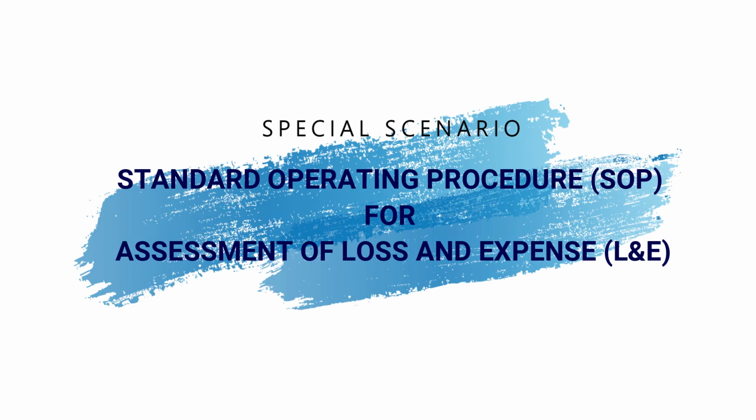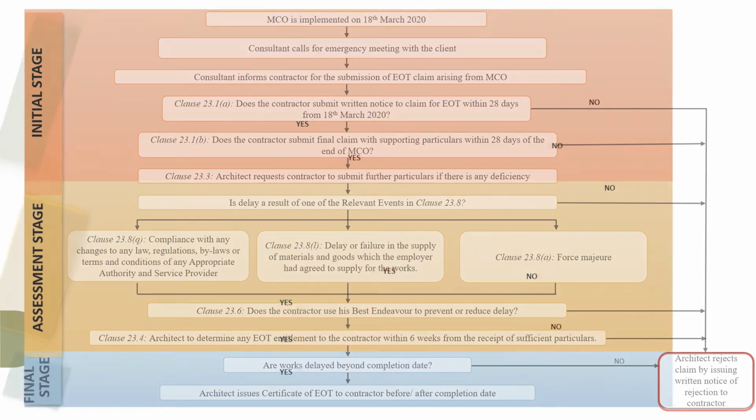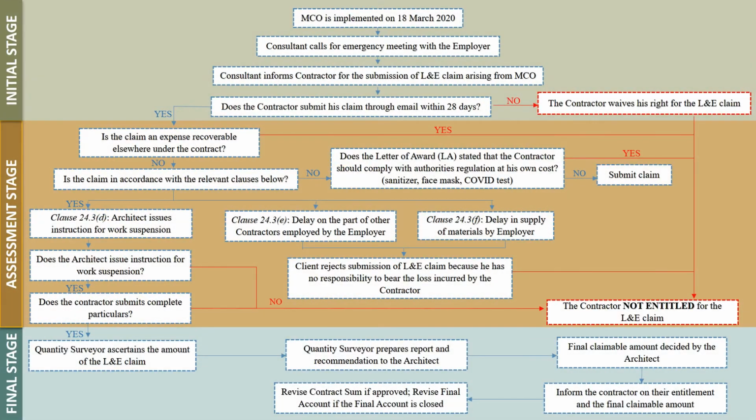Next, we will proceed to the SOP involved for the assessment of loss and expense. This SOP aims to advise the client on the steps involved and to allow the client to prepare well ahead of the contractor during these uncertain times. There are three stages in the SOP of loss and expense, which are the initial, assessment, and final stage. All these three stages will be explained in detail as follows.